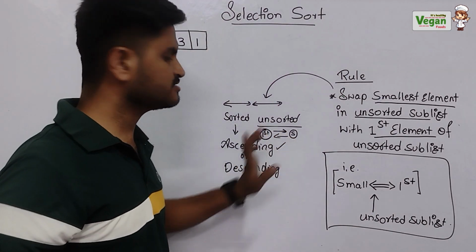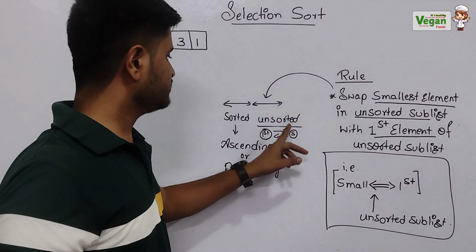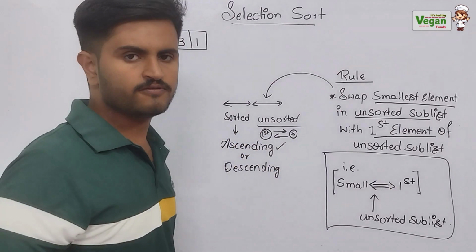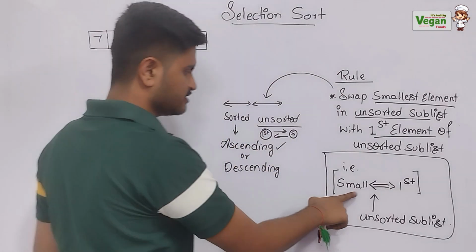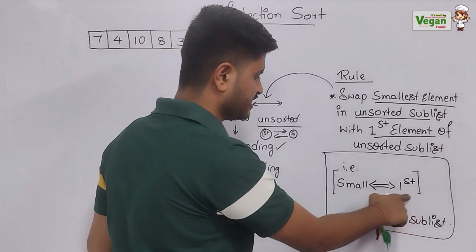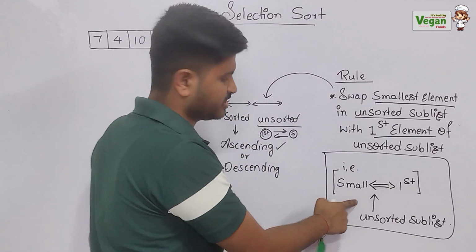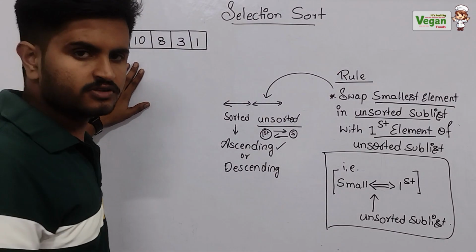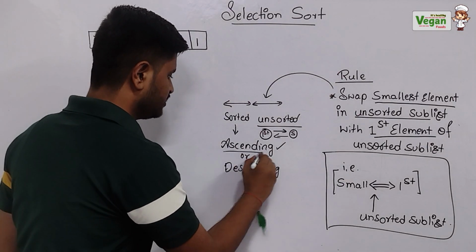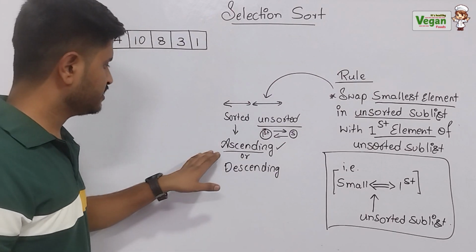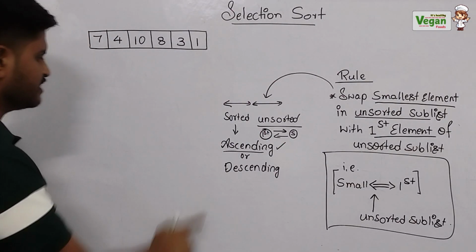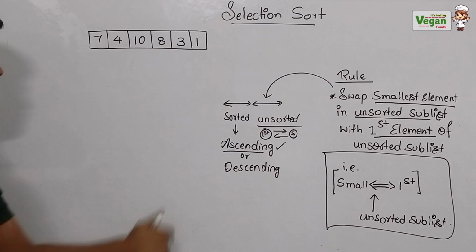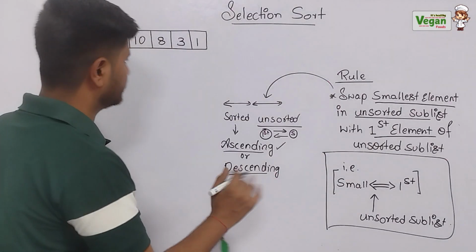So the first element will go to the smallest element's place and the smallest element will come to the first place, only in the unsorted sublist. So let's jump into the problem. First let's sort or arrange them in ascending, that is the increasing order. Later on let's discuss how to sort in the descending order.